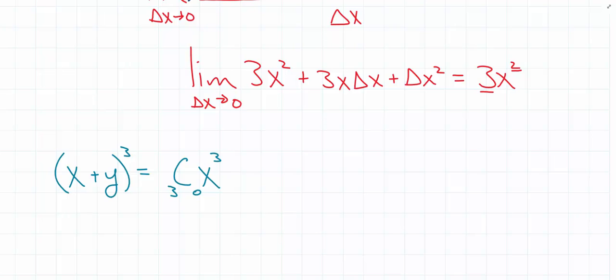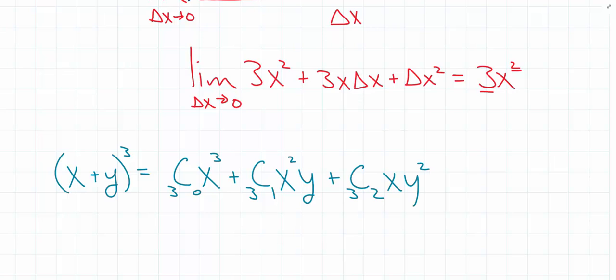So these combinations generate the coefficients. And then the next one would be 3 things taken 1 at a time, and I would have x squared and then y. And 3 things taken 2 at a time, x, y squared. And then finally, 3 things taken 3 at a time, y cubed, like that.